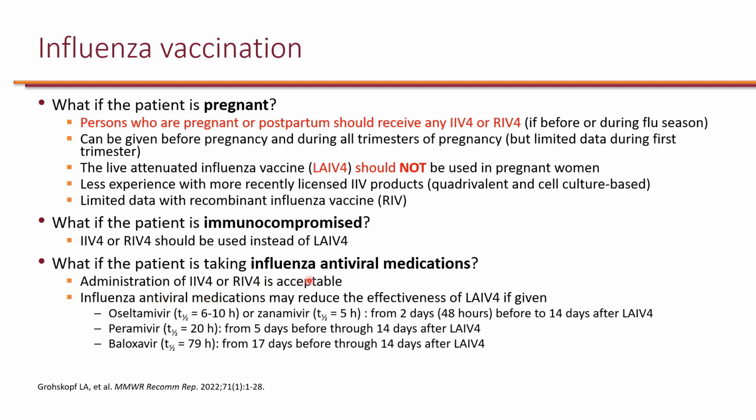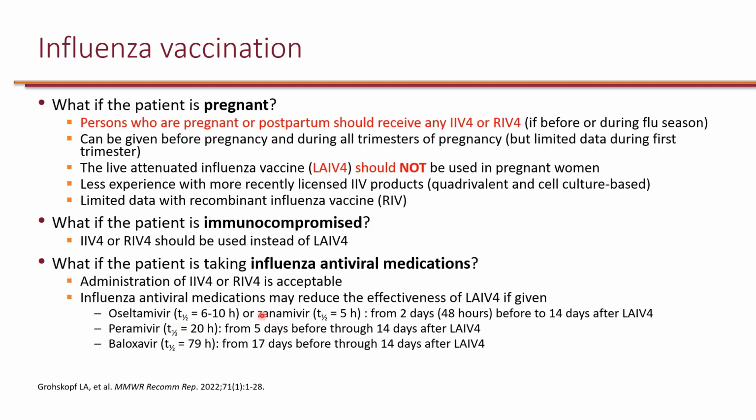Last, what if the patient is taking influenza antiviral medications? Now, administration of inactivated or recombinant is not affected by antiviral agents. However, if somebody is to take the live attenuated, because that vaccine needs to replicate in the body, antiviral medications will affect the vaccine efficacy. And when it comes to our antiviral agents used for the flu, the half-life makes a difference. So, some of these, such as Peramivir and Baloxavir, have much longer half-life, whereas oseltamivir and zanamivir have shorter half-life.